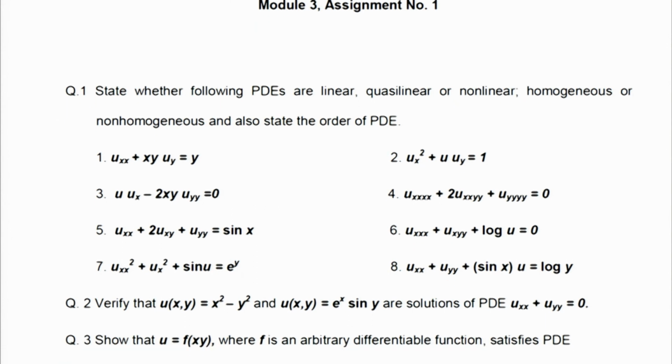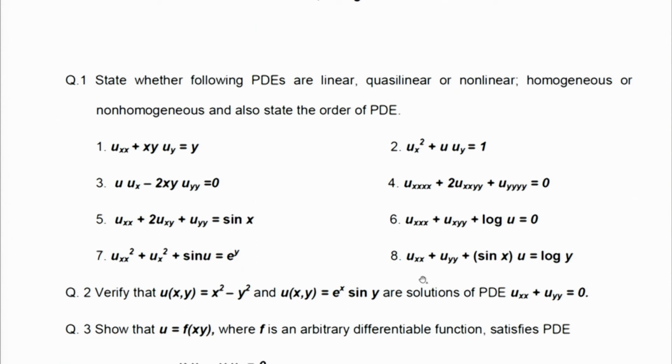In question 2, please verify the expressions for u in terms of two independent parameters x and y, x square minus y square, and e raised to x sin y. They are solutions of the partial differential equation. This is the Laplace equation, second order, linear, homogeneous. Check whether they satisfy the Laplace equation.